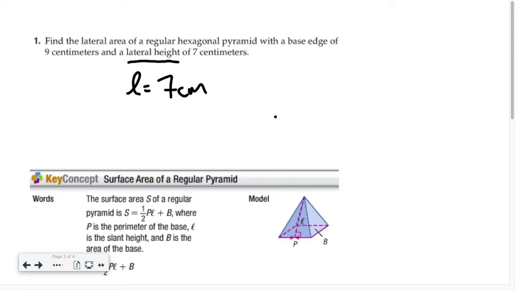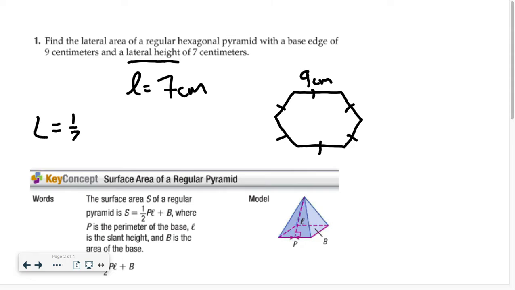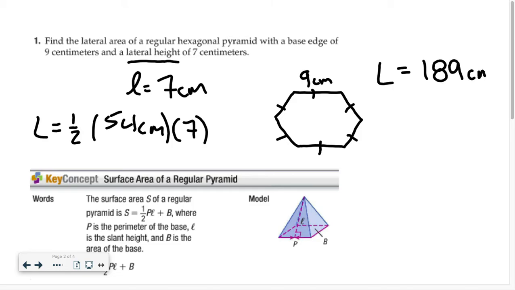Okay, and let's draw the base of this pyramid. It's hexagonal, a regular hexagonal pyramid with base edges of 9 centimeters. So each side of a regular hexagon would be 9 centimeters. So to find the lateral area, that's 1/2 perimeter of the base. Perimeter of this base would be 54, 9 times 6. 54 centimeters times the slant height of 7. Multiply that together. Get a lateral area of 189 centimeters squared. Okay.